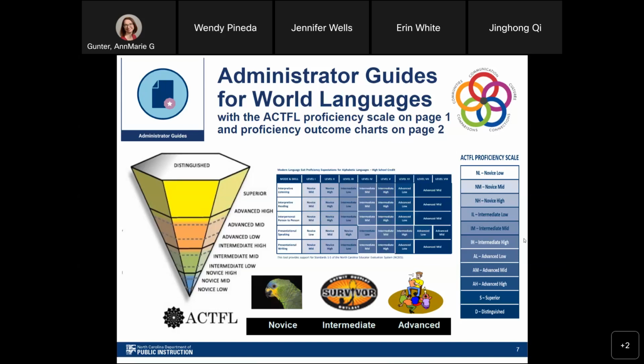In our administrator guides, as well as in our standards, and this is on page 2 if you're looking for these proficiency outcome charts on the administrator guide you're looking at, there are examples of our proficiency outcomes for a particular program. Now, there are many more extensive ones within the state standards document, but there's usually a basic one there in the administrator guides on page 2. And what you see here is, again, our standards, particularly the communication standards about interpersonal communication, interpretive communication, and presentational communication. And in this case, we're looking at the Modern Languages 1 for high school credit courses.